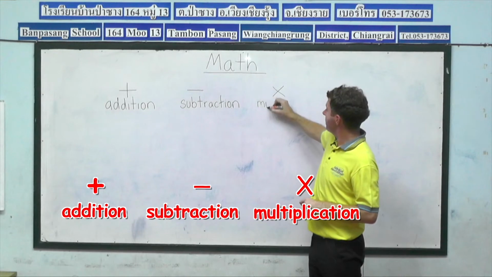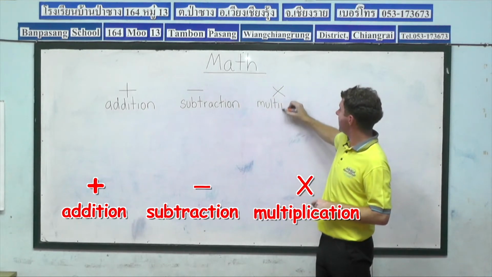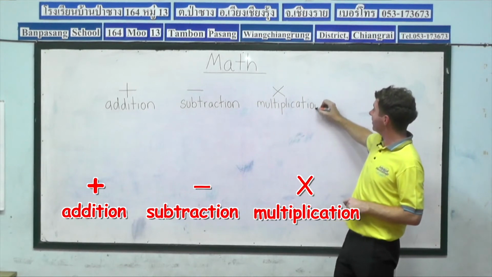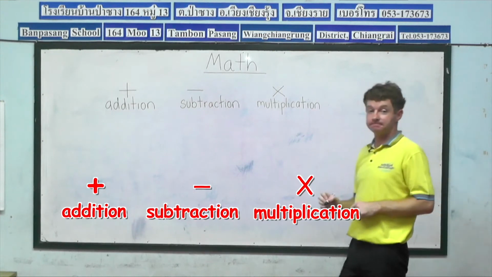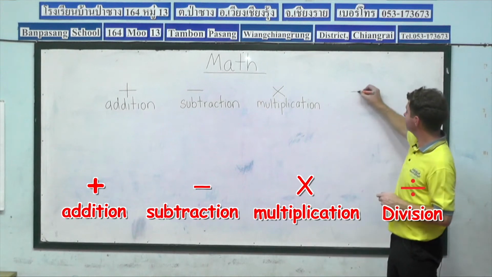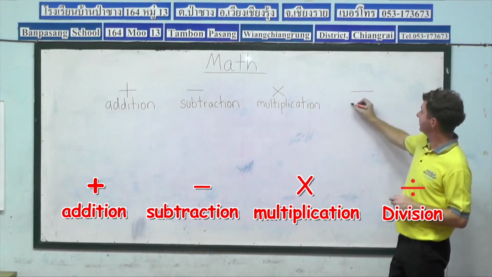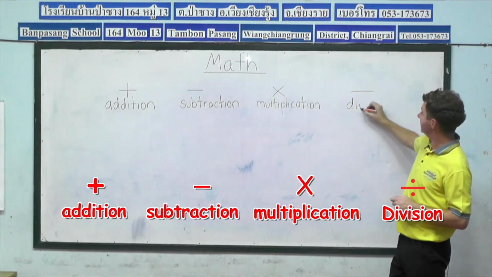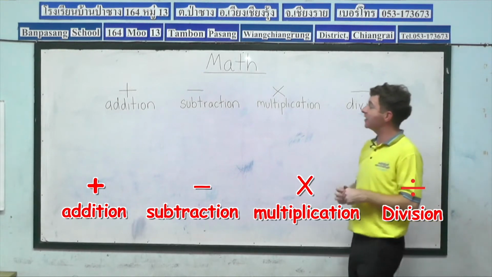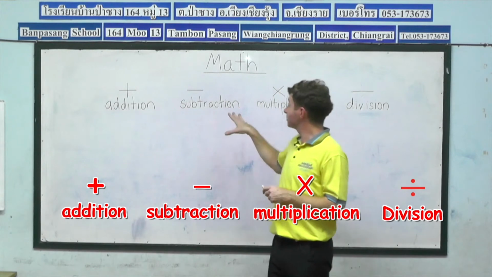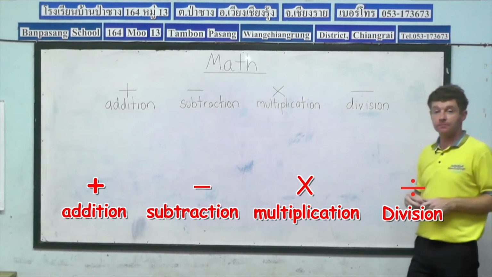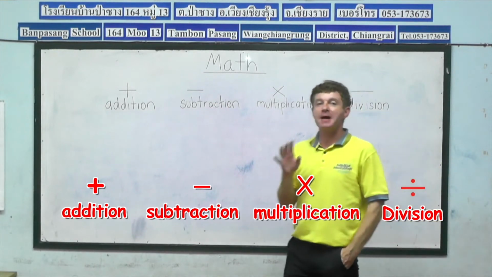Well remembered. M-U-L-T-I-P-L-I-C-A-T-I-O-N. Multiplication. And there's one more. Division. Well done. We have the division symbol too, which looks like this. Division. D-I-V-I-S-I-O-N. So all together, guys, we've got addition, subtraction, multiplication, and division.